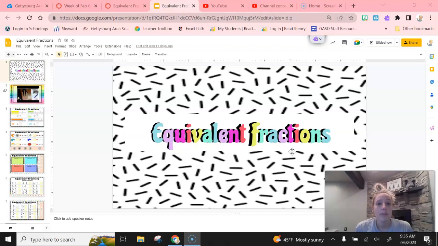Remember, you can make an equivalent fraction by making a fraction bigger by multiplying the numerator and the denominator, or by making it smaller by dividing. If you make it smaller by dividing, you have to find a common factor. Okay, meaning you have to find something that goes into both the numerator and the denominator.